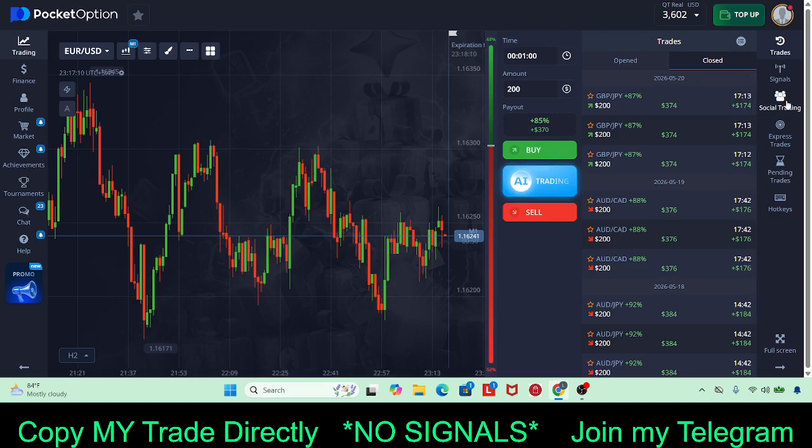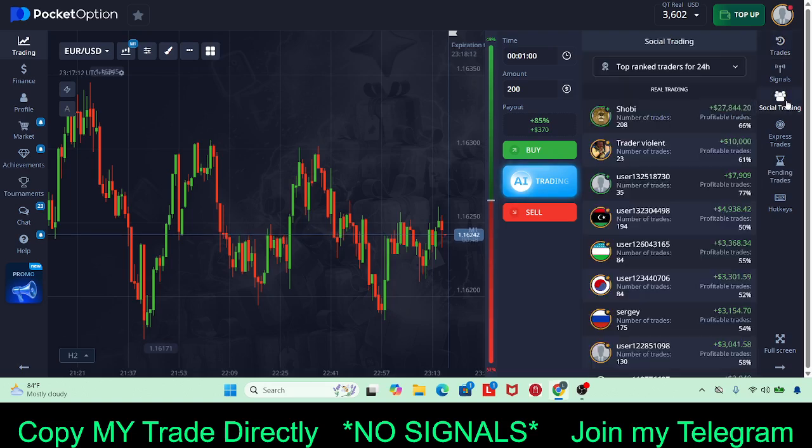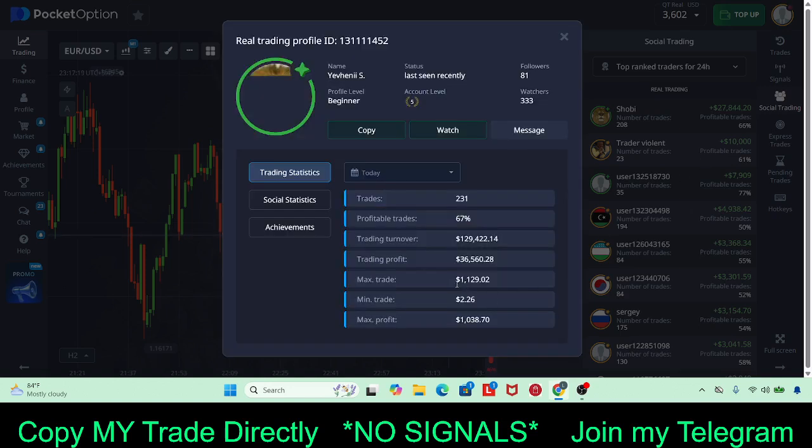Now, in order to copy our trade, what you need is our UID. If you click on social trading, you can see there are several traders you can copy. But if you click on any of these traders, you will see inconsistent trade amounts, like a max trade of over $1,000 and a minimum trade of $2. And his profitable trade percentage is 67%.